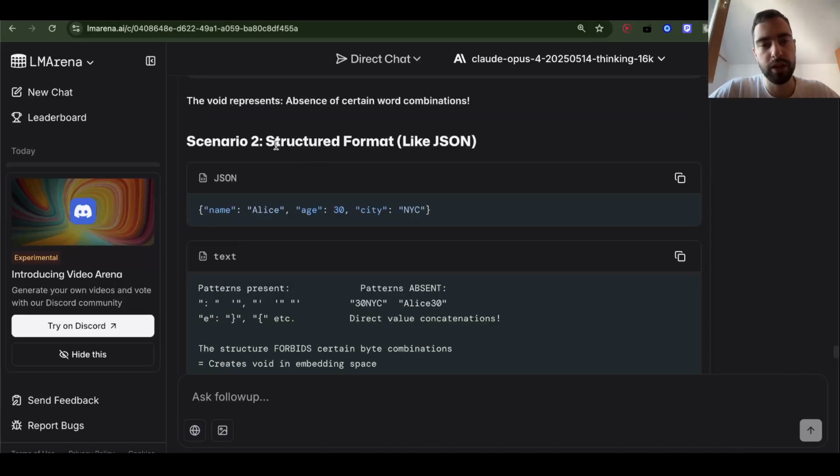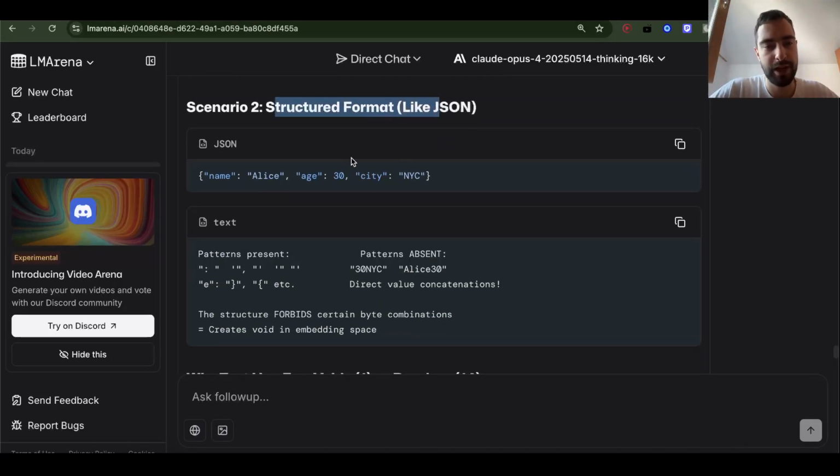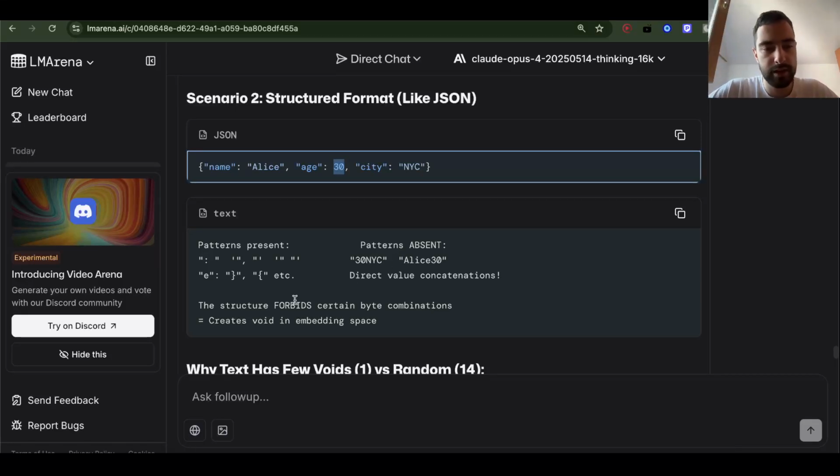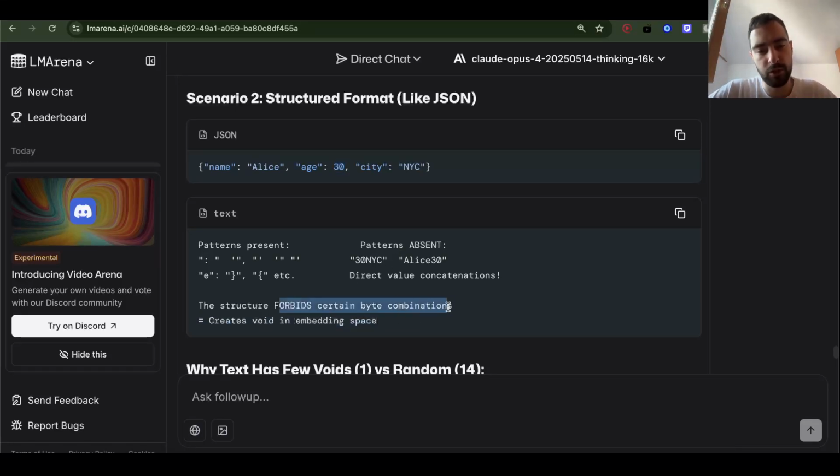Scenario 2, structured format like JSON. We have name Alice, age 30, city New York City. So here absent patterns would be 30 NYC and Alice and 30 together. So those could be creating voids. The structure forbids certain byte combinations, creates void in embedding space.